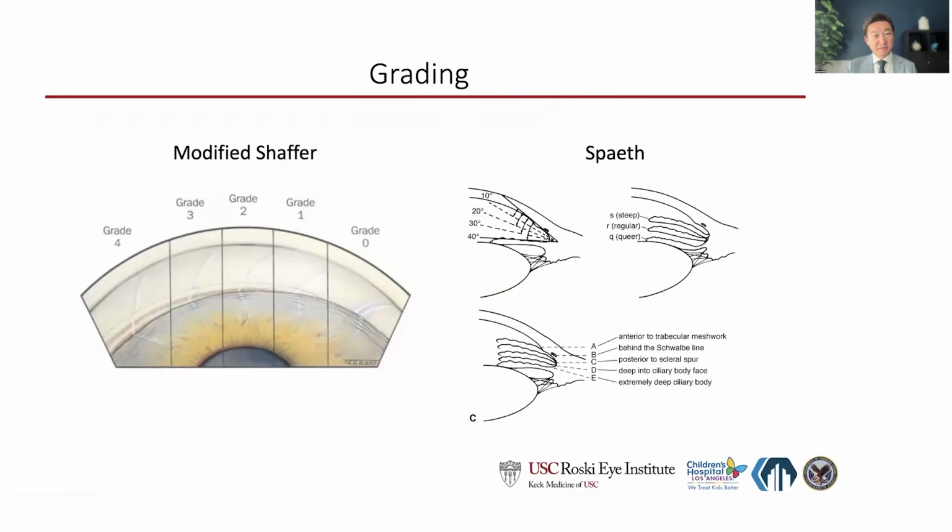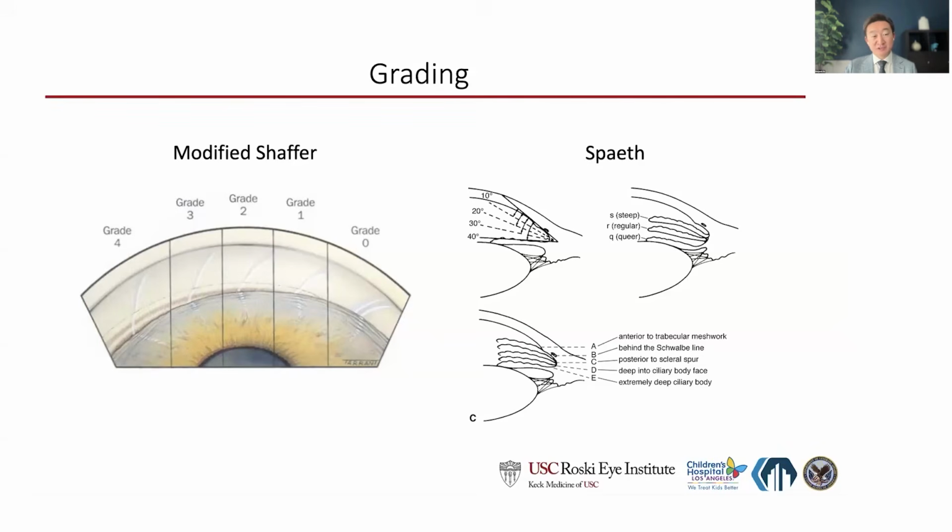One commonly used system is the modified Schaefer grading system, which simply describes the anatomical structure that can be visualized. And this is the most anterior structure. And so grade 4 is typically described as all the way up to Schwalbe's line, and then grade 4 is down all the way to ciliary body.